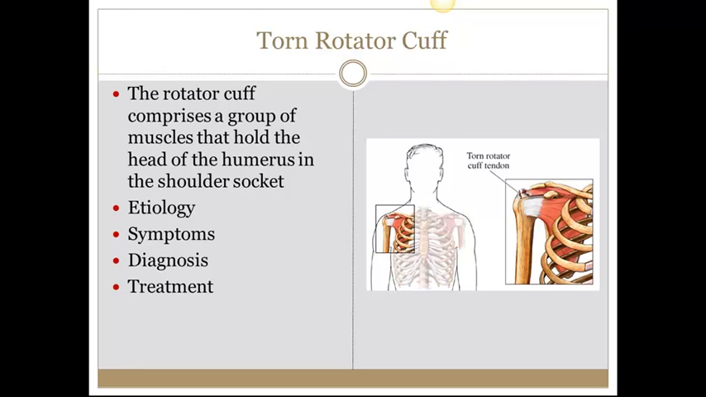Etiology is trauma generally, such as sports, car accident. Symptoms: tears in the tendons produce a snapping sound followed by acute pain and inability to abduct the arm. Diagnosis is a CT scan. Sometimes they'll do an MRI and arthroscopy. Treatment is surgical repair, analgesics, and anti-inflammatory medications, and then there is a lengthy time for rehab after the surgery in order to get that muscle group working again.